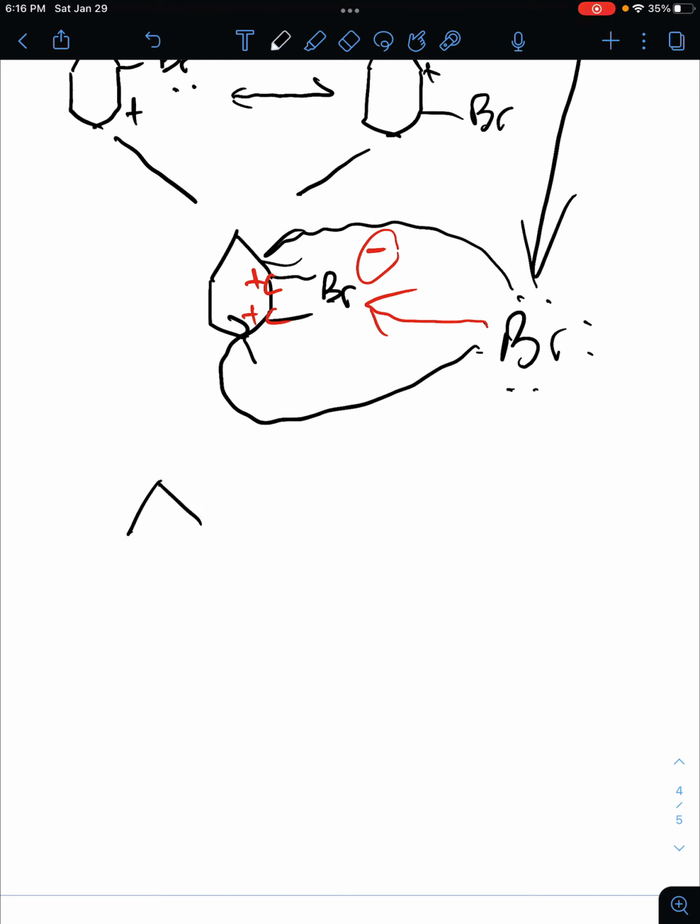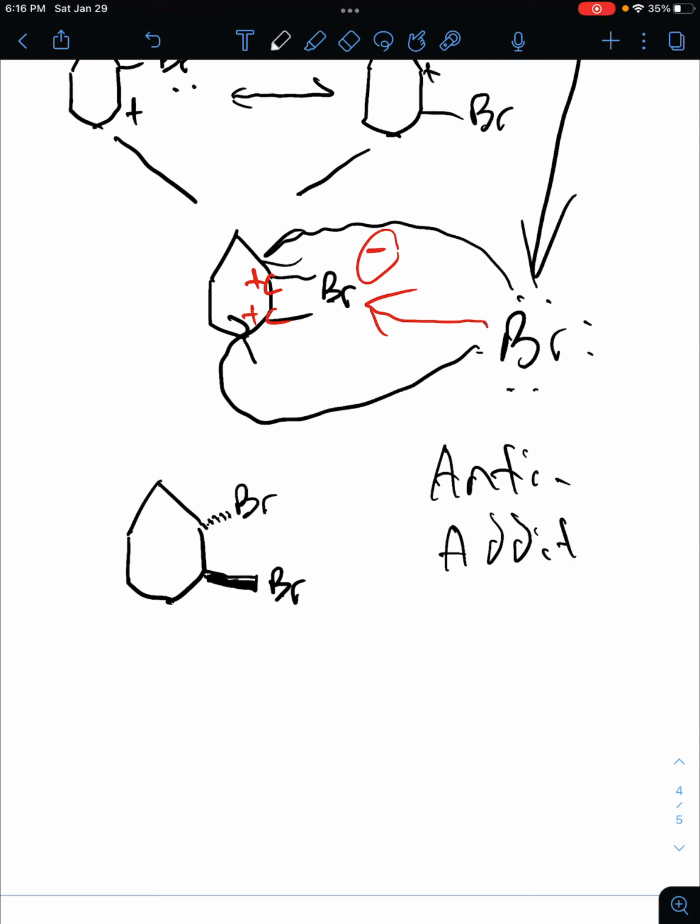And when it does that, you'll have that backside attack represented by this little faded line here, and the other bromine is going to stay out front as such. And if I remember correctly, this is called an anti-addition reaction.